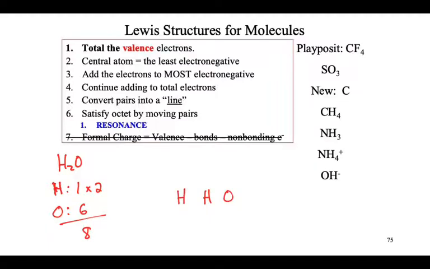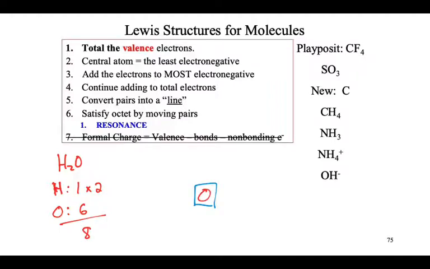How many bonds could hydrogen have? Only 1. It could only have 2 electrons around it. If I somehow did this, how many electrons does it have around it? 4. Hydrogen may be the least electronegative, but it can't bridge. Your center atom still must be able to bridge. So hydrogen will never be a center atom, which means oxygen, even though it is more electronegative, will be our center atom.